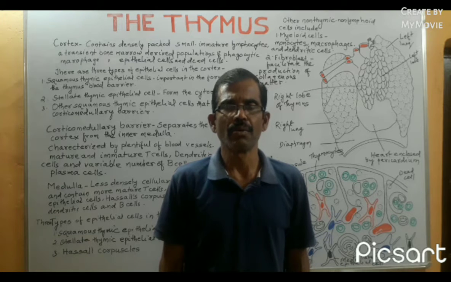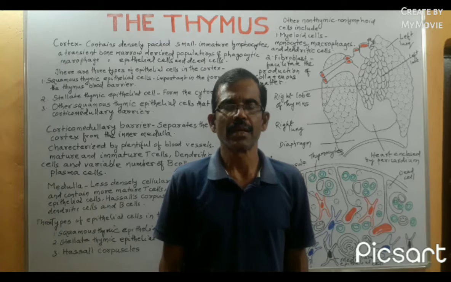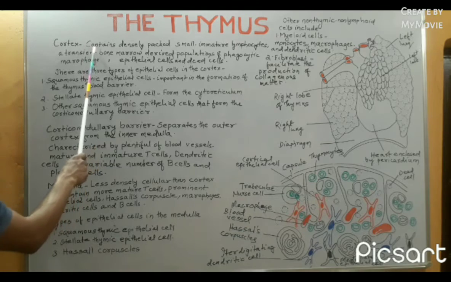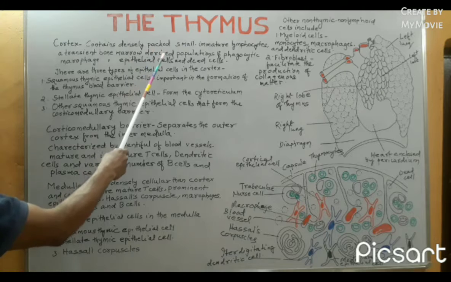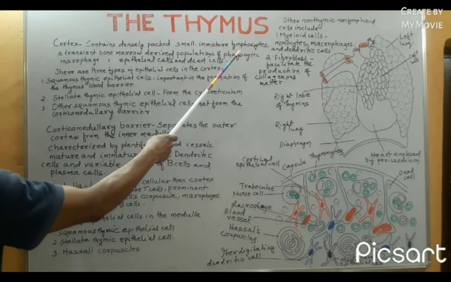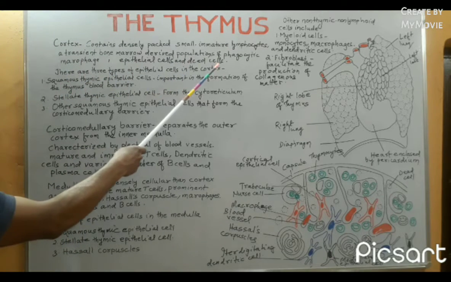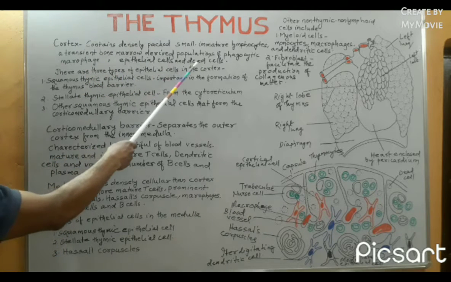So now let us discuss about the structure of cortex, medulla, blood-thymus barrier, and we will also discuss about the types of cells that are present in these regions. So first is cortex. Cortex is present below the capsule. It contains densely packed small and immature lymphocytes. It also contains a transient bone marrow derived population of phagocytic macrophages, epithelial cells and dead cells.